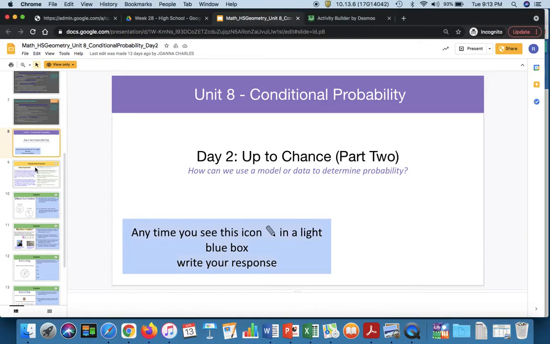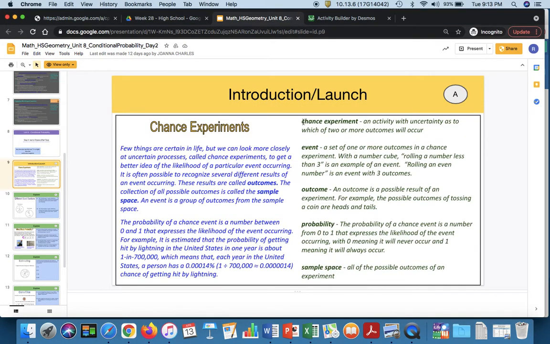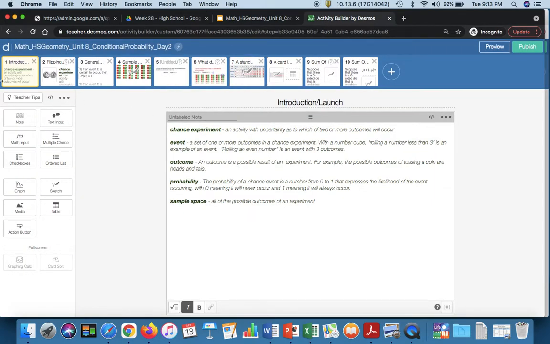So I'm going to be focusing on slide 9 in this lesson, where we have the introduction of a chance experiment, an event, an outcome, probability, and sample space. So I've created my document in Desmos and I'll be sharing that link. So I'm going to the Desmos activity I have. And again, I'm focusing on that slide as our introduction and launch, where we introduce the chance experiment, the event, the outcome, the probability, and the sample space.